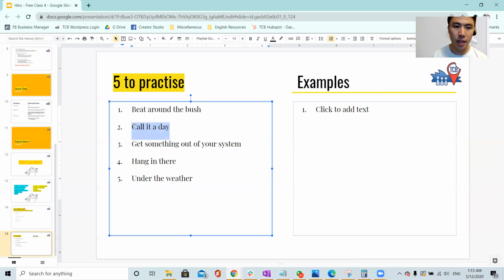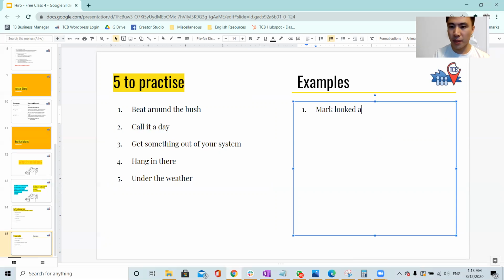Okay, second idiom is call it a day. Call it a day means let's finish. Let's rest. The job is done for the day. We can continue tomorrow. An example?